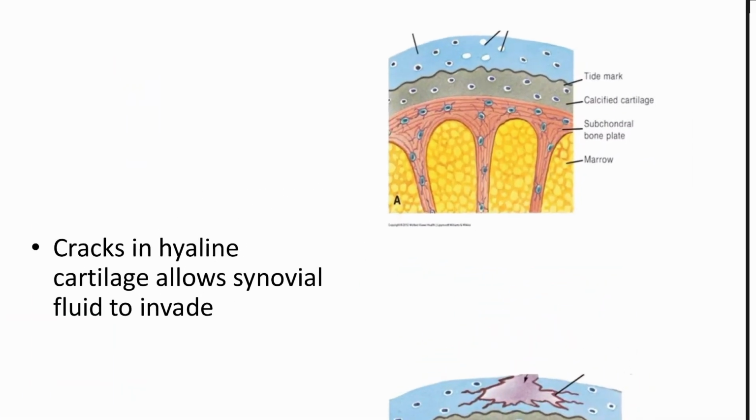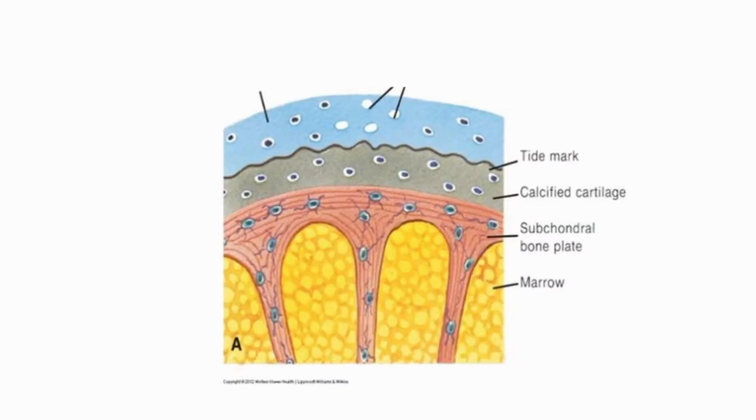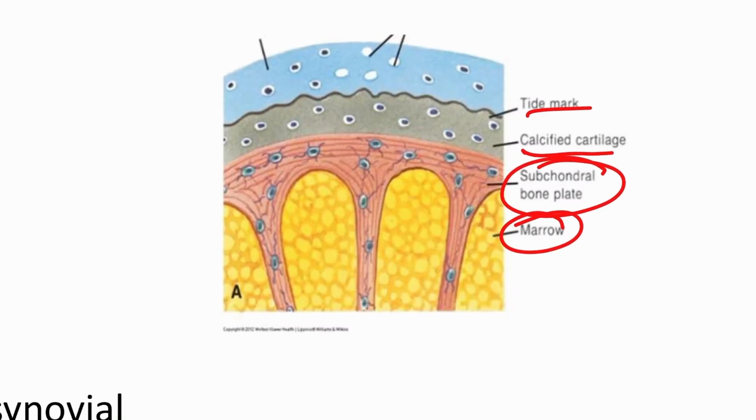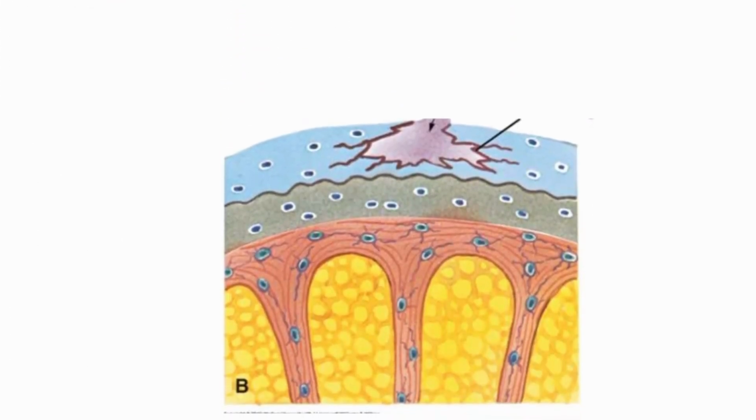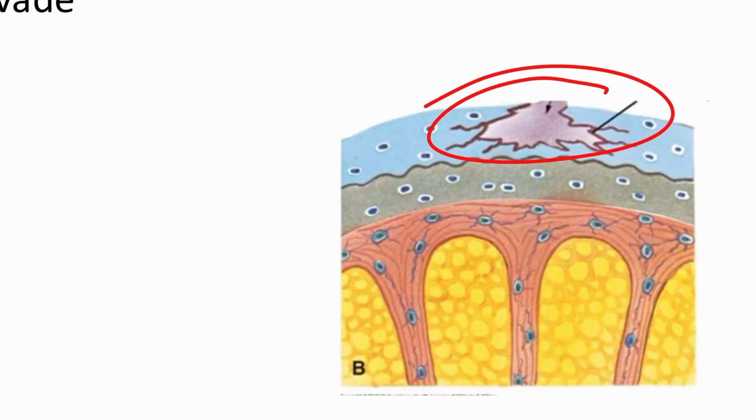So let's look at the joint. Here's our cartilage. We have our tide mark, subchondral bone plate, and then there's our bone marrow. So this is normal surface. We're good. Now we start getting a crack in the hyaline surface. So now we have an exposed area underneath.